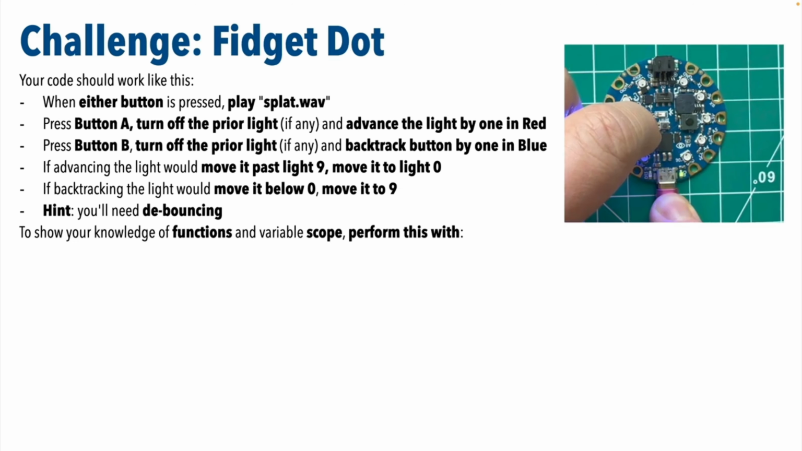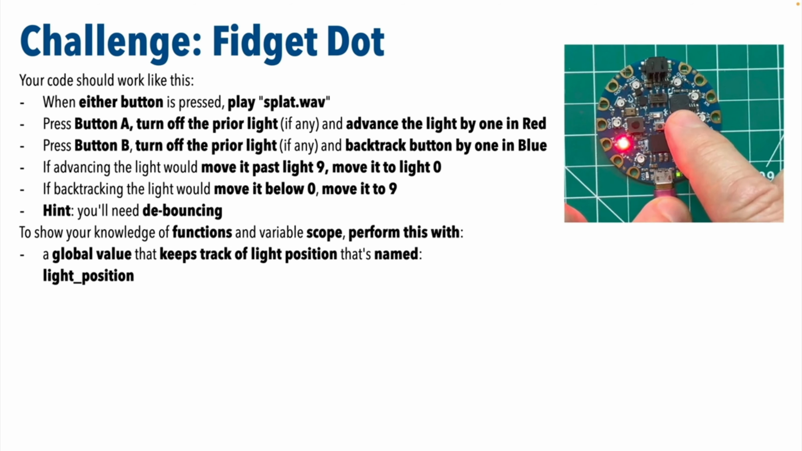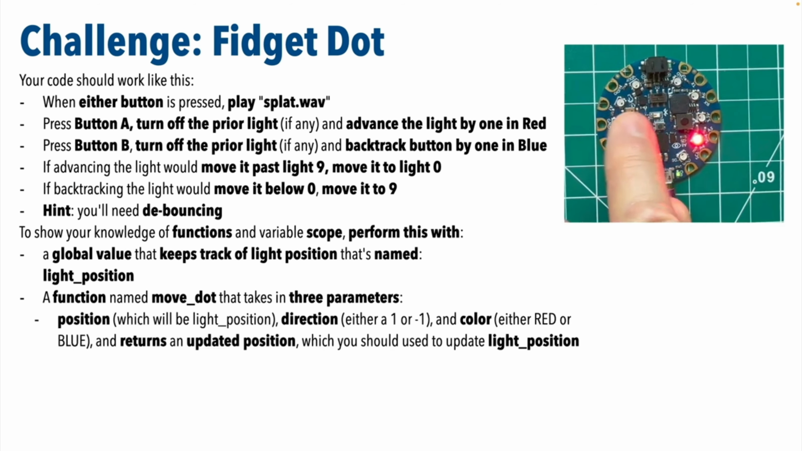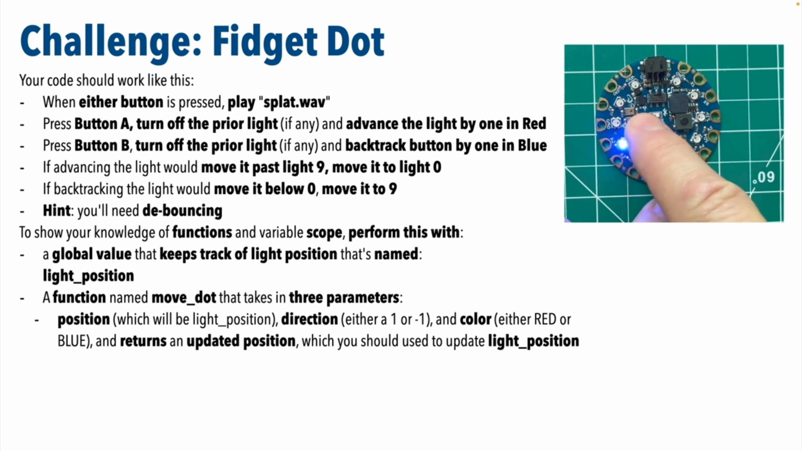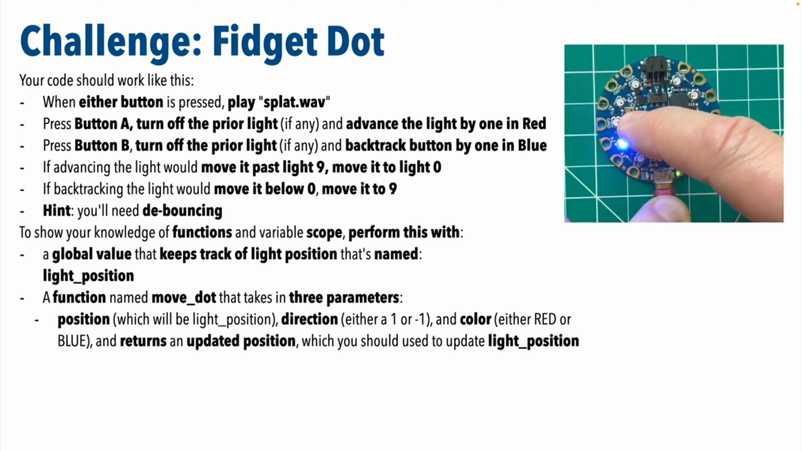And to show your knowledge of what we learned about functions and variable scope, perform this with a global value to keep track of the light position on your circuit playground and name that light_position, and a function named move_dot that takes in 3 parameters. Position, which will be the light position, direction, which will be either 1 or -1, depending on which direction the light should move, depending on which button was pressed, and color, either red or blue, and this function should return a value which is the updated position, which you should use to update the light_position global value.